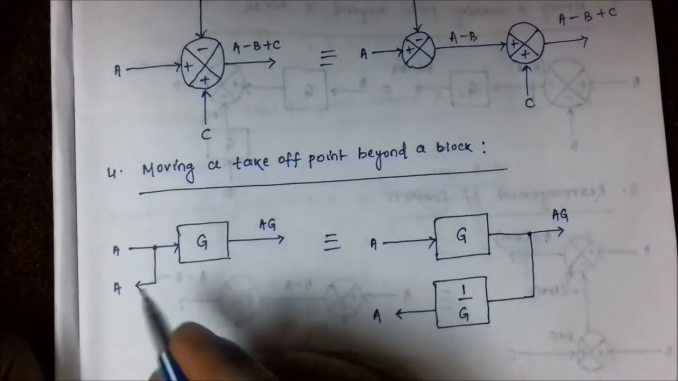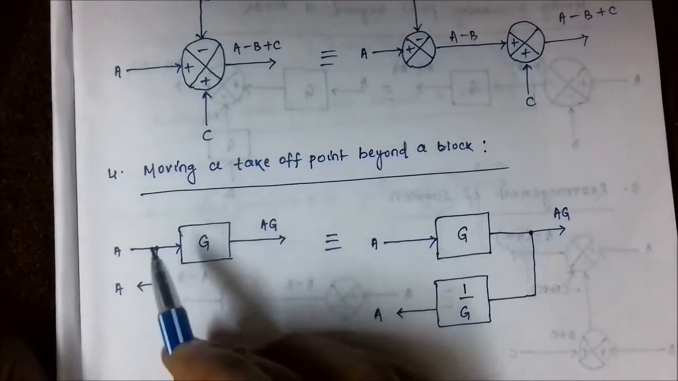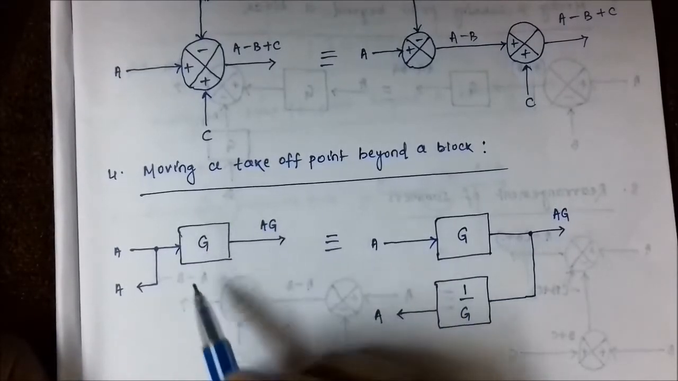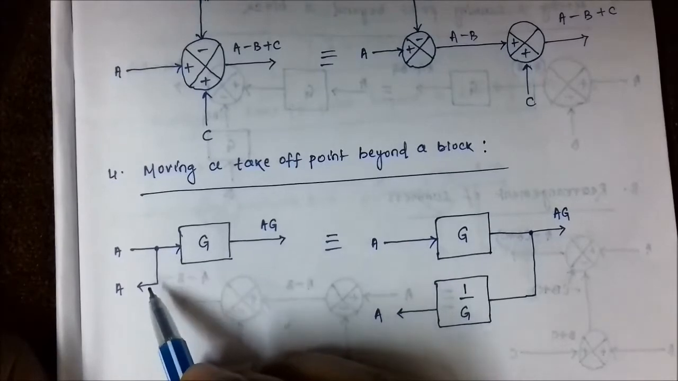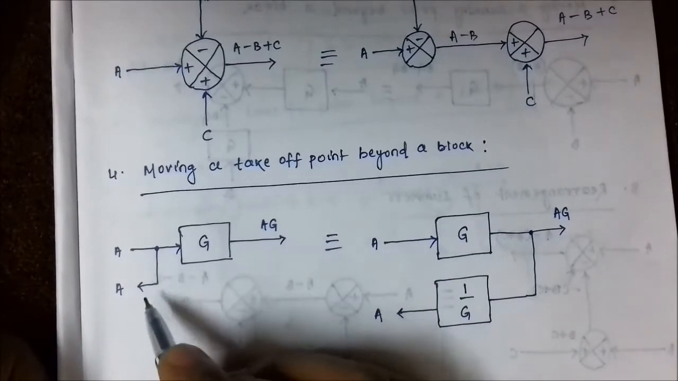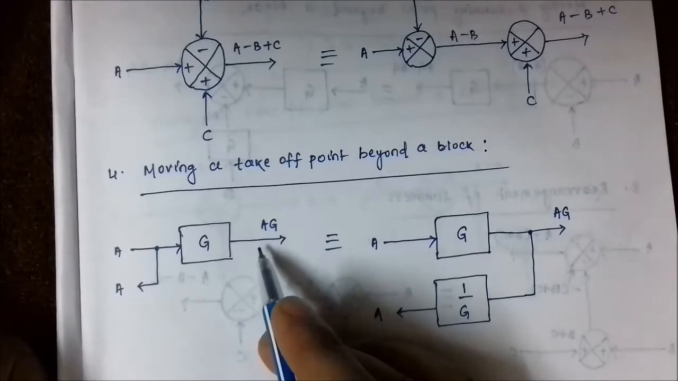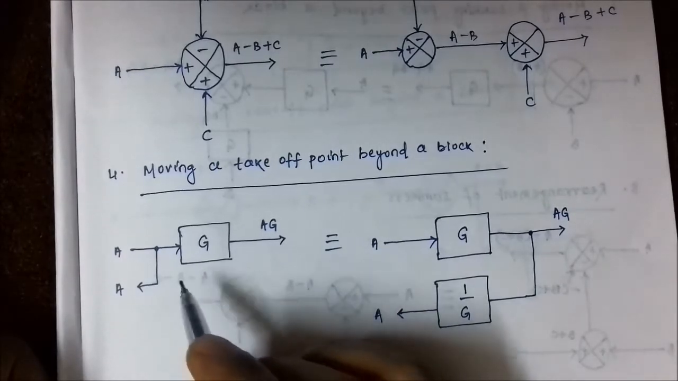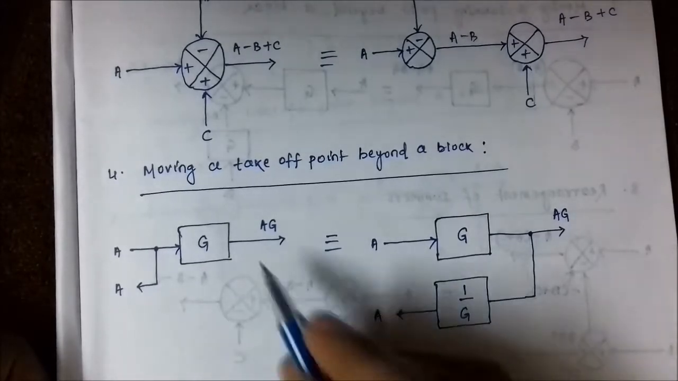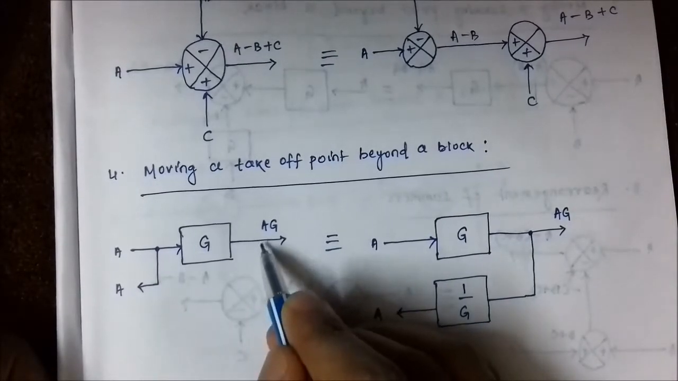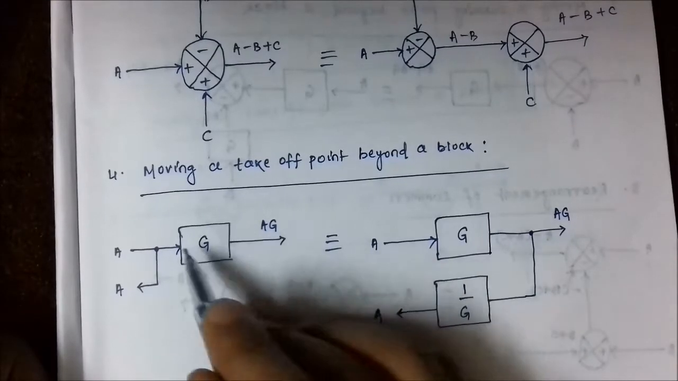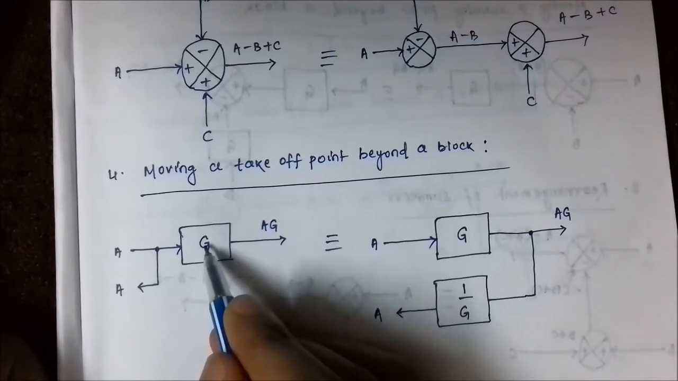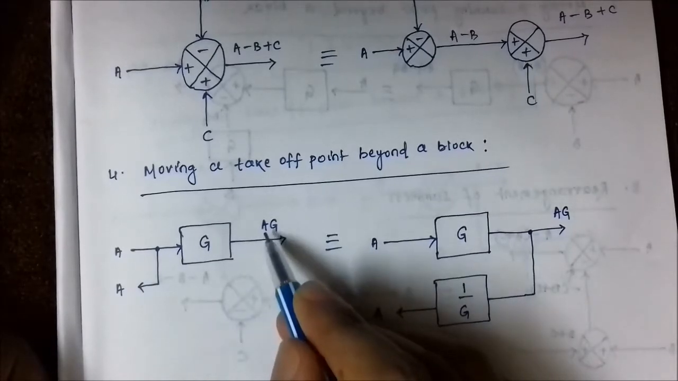Okay, here also the concept stays the same. Even though you take this in front of this G block, you cannot disturb its value. Okay, it has to be a. Even if you shift it here, the value of this takeoff point should remain the same. So what you need to do is that here, when we take a signal from here, the value is a into G, because a is the input here, it gets multiplied with this block, we get a signal AG.